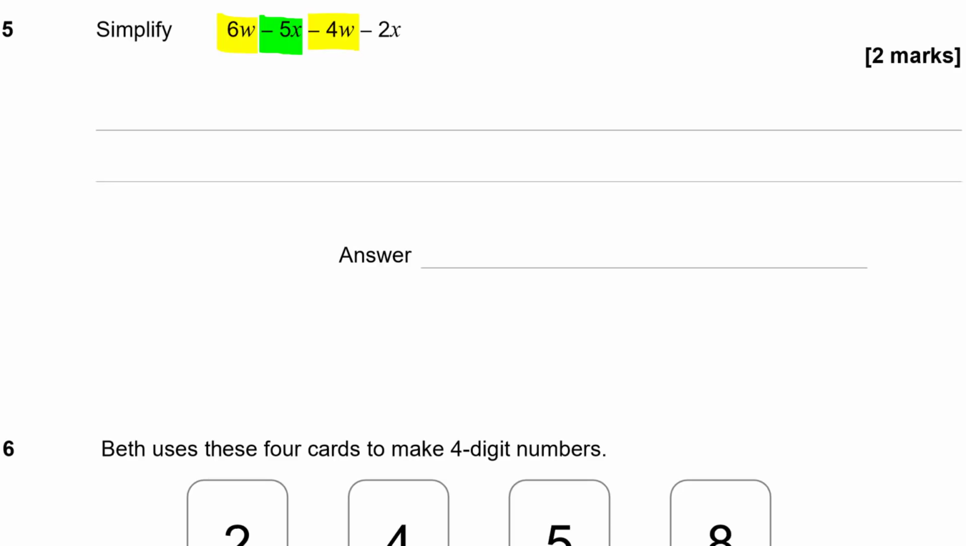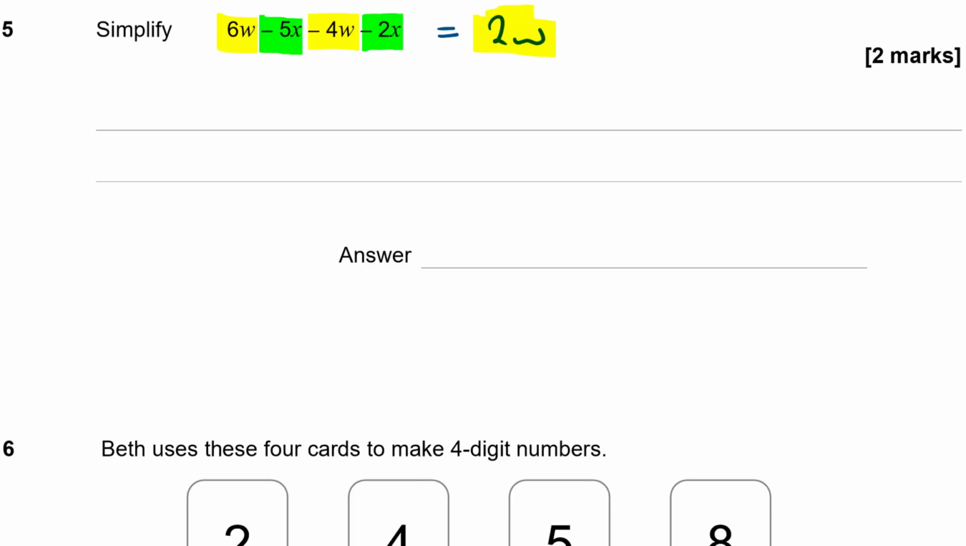Now notice I'm highlighting the sign that goes in front of these terms because it belongs to the thing that follows them. So I've got 6w and negative 4w. In other words, 6w take away 4w. That's going to leave me with 2w. That's what I get from the yellow terms.